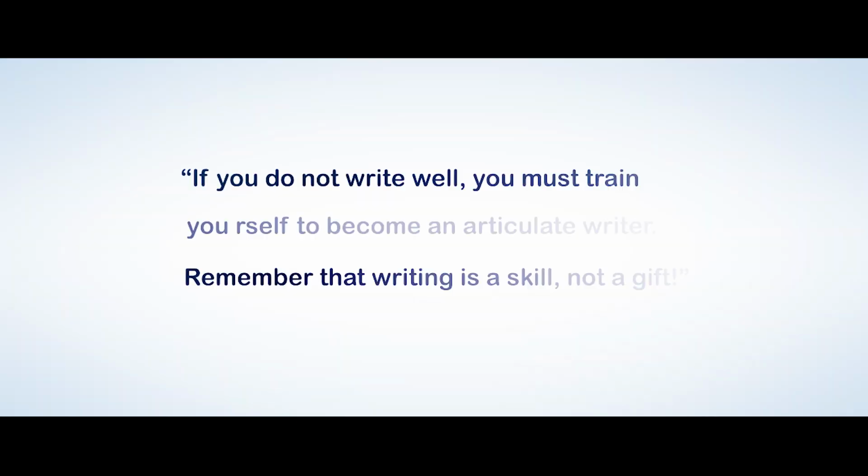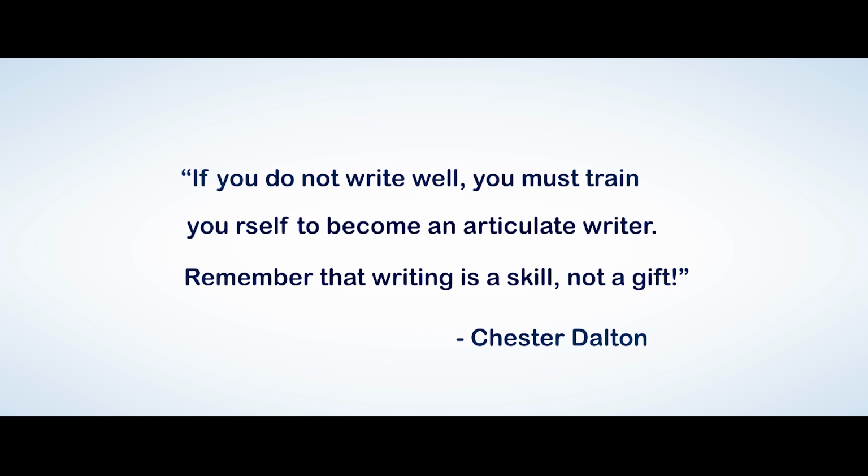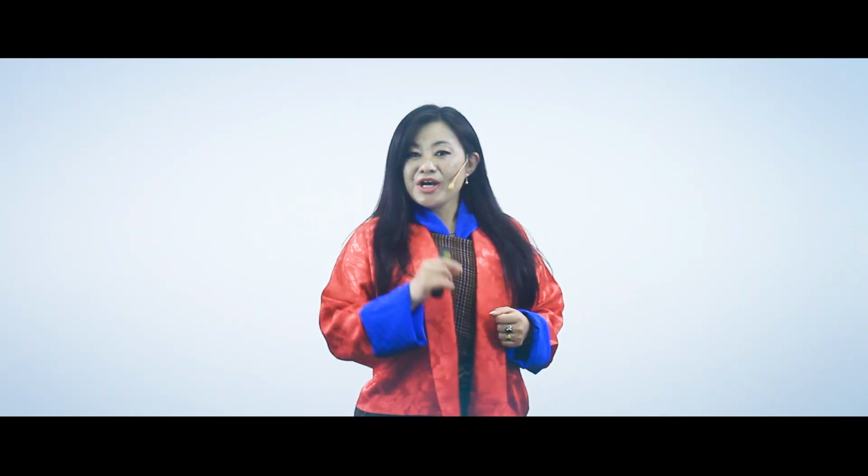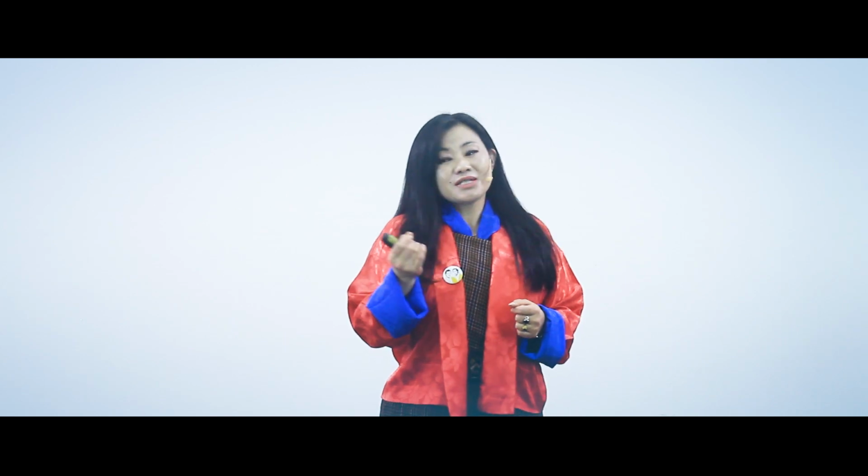Now with this, I have something for you. Dalton says, if you do not write well, you must train yourself to become an articulate writer. Remember that writing is a skill, not a gift. The last line, writing is a skill, not a gift, is good news for us. Because if writing is a skill and not a gift, then I see a lot of promises and opportunities here. Because with the right effort and lots of practice, I'm sure all of us can become very good writers. So I hope this line encouraged you just the way it did me.